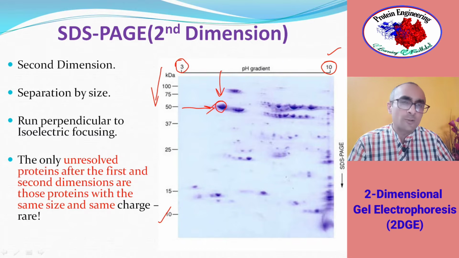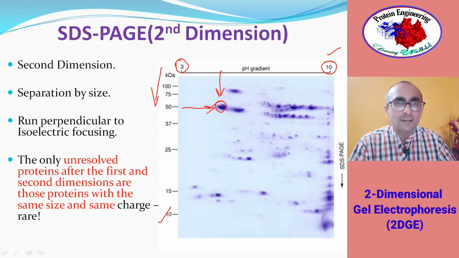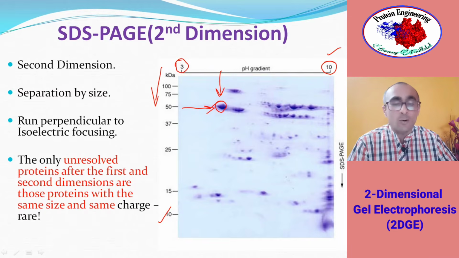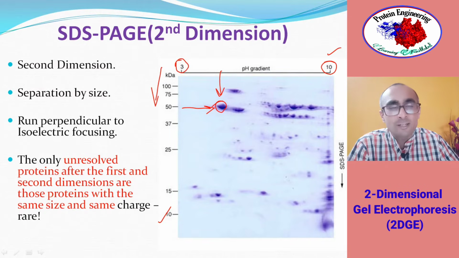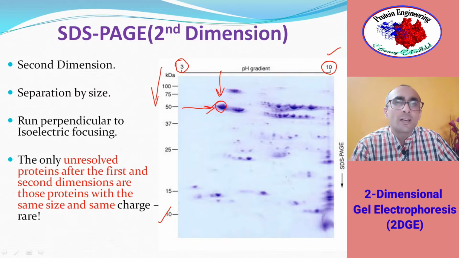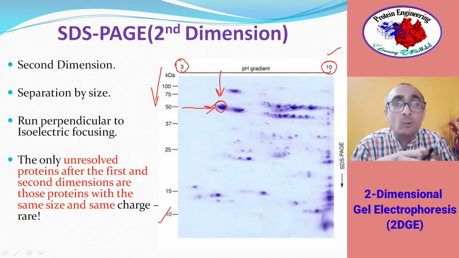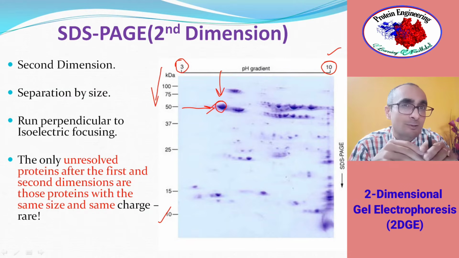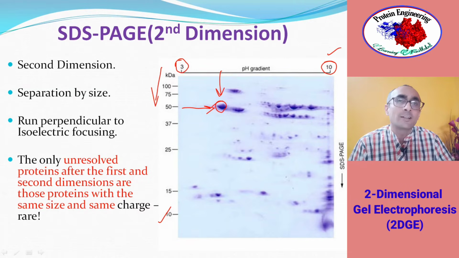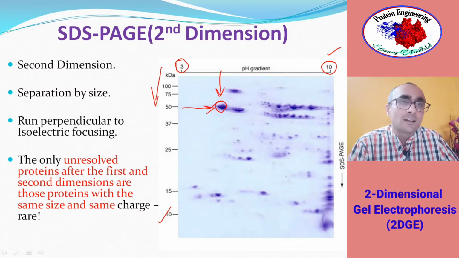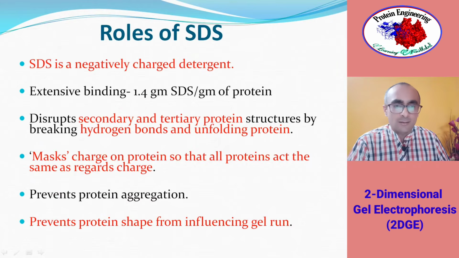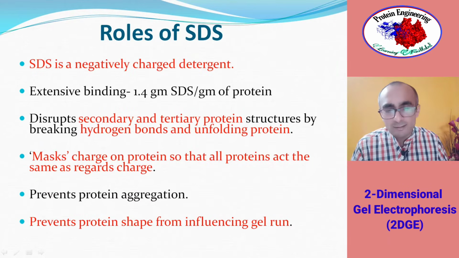And most of the proteins are resolved in the second dimension of 2D GE. The only proteins which cannot be resolved in 2D GE are those which have very nearby pI value and very close molecular weight, and that is rare in the case of a proteome. That's why in 2D GE most of the proteins of the proteome are resolved well. And SDS has a special role in SDS-PAGE.